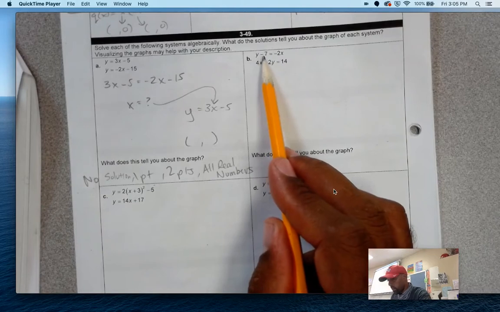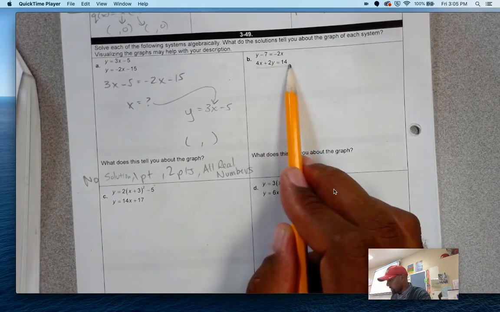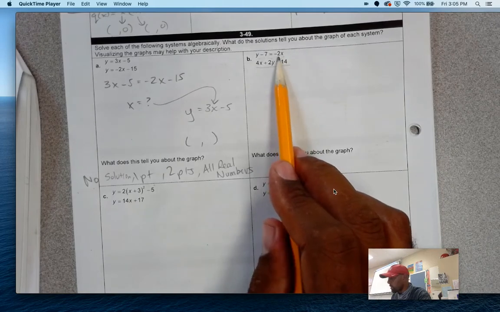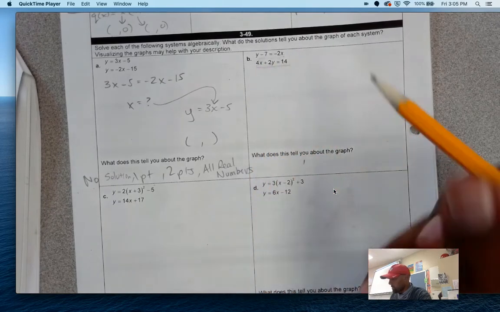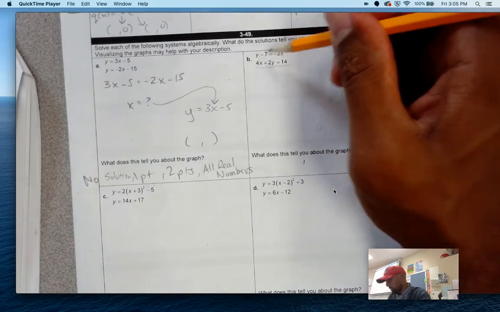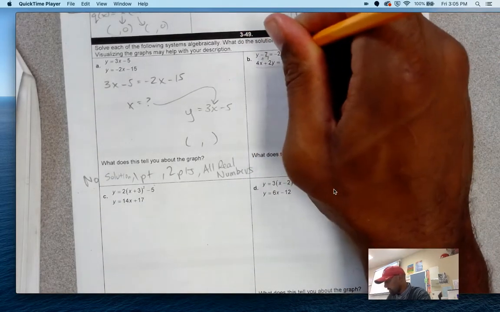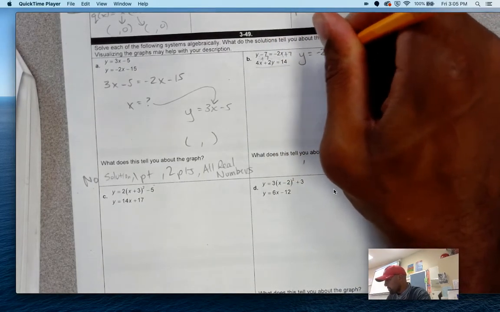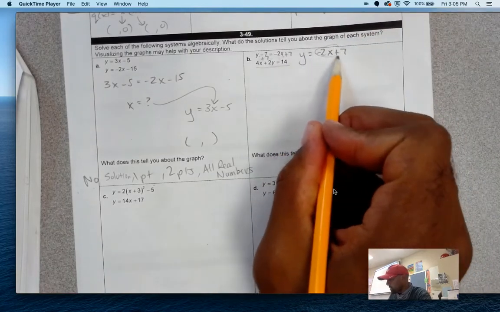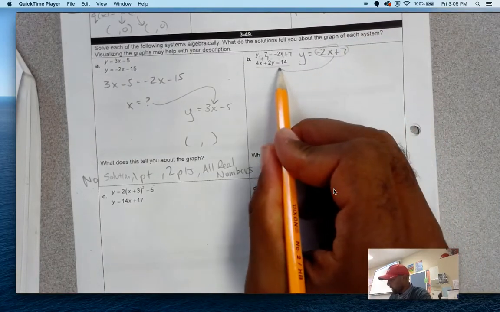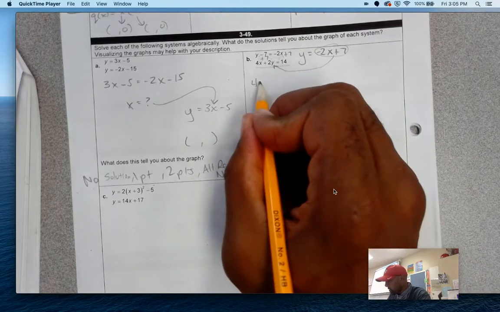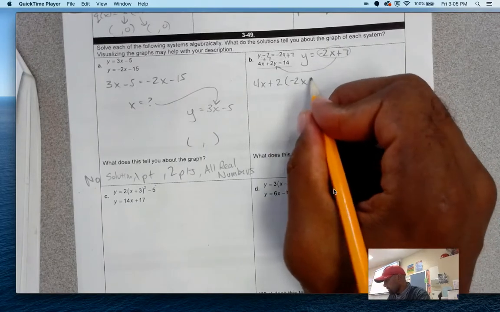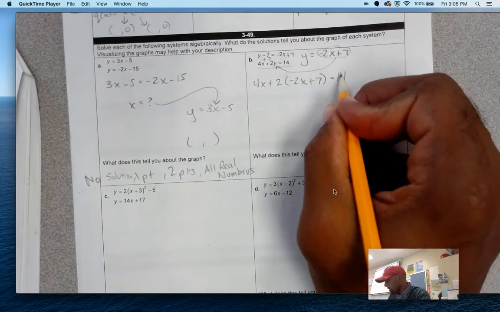Now this one, I'll help you out here. I noticed that this one's in standard form. This one's close. I got a choice here. I could try to put this in standard form, or I could substitute. I'm going to substitute just because y is almost by itself. So what I'm going to do is add 7 to both sides. And now this equation will be y equals negative 2x plus 7. And so what I'll basically do is take that and then plug it into y and then solve. So 4x plus 2 times negative 2x plus 7 equals 14.